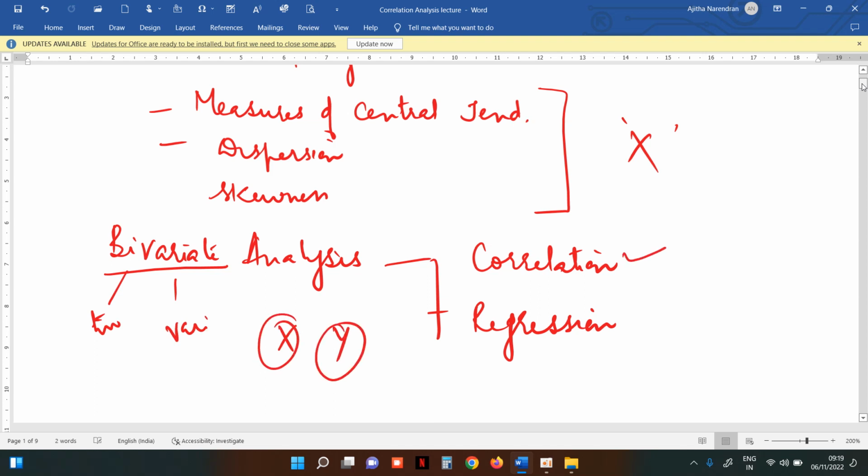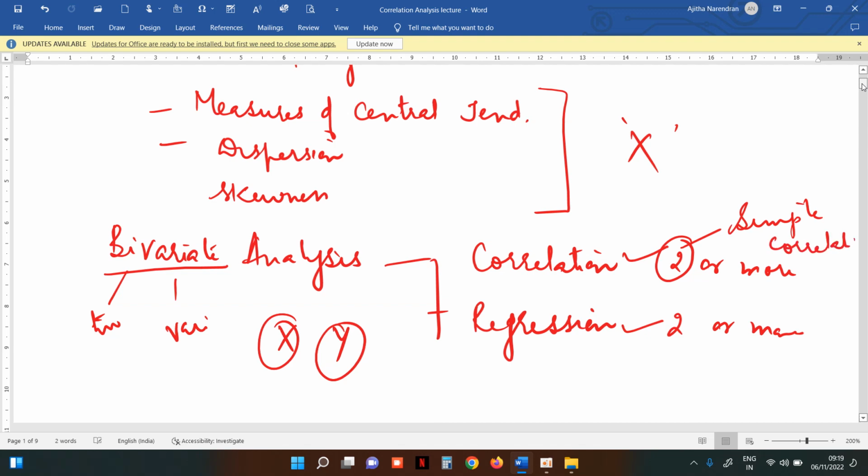When we take into consideration correlation or regression, it means a study of two or more variables. But in our case, we'll be seeing two variables, which in the case of correlation is known as simple correlation.